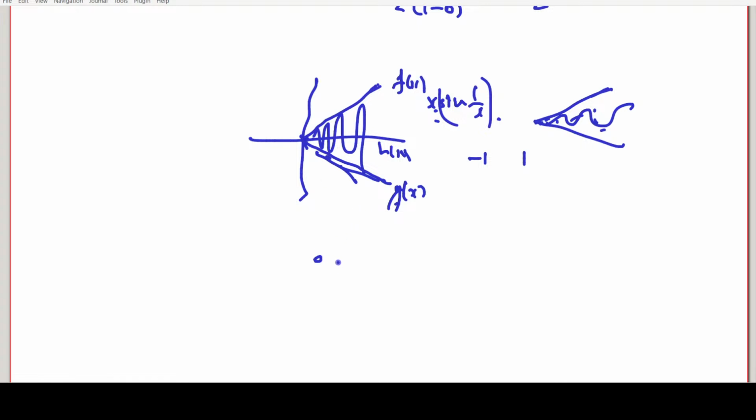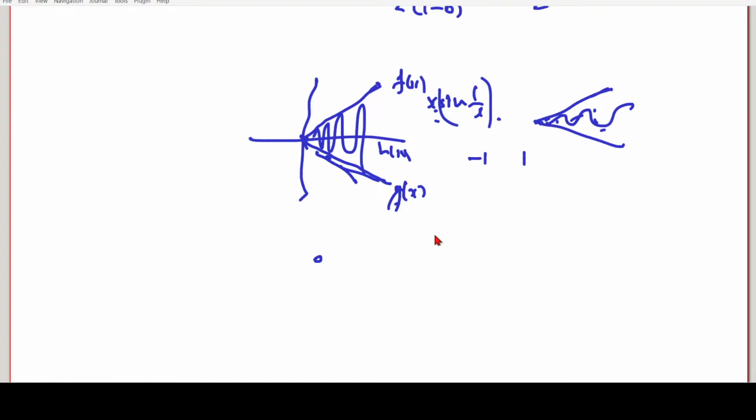It doesn't need to exist at this 0. It can be a hole; that is still fine. But the upper function and the lower function are always bounding x sine 1 by x. This is basically the sandwich theorem. Agreed? Understood, no?